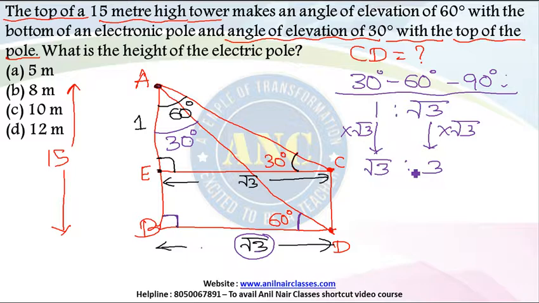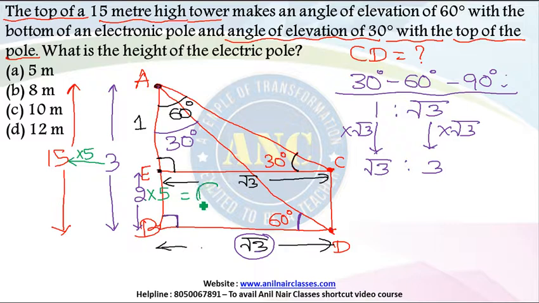In simple language, I have solved many questions with root 3 and 3 already. Opposite to 30 if it is root 3, opposite to 60 this entire value should be 3. AB entirely is 3. AE is 1. EB should be the remaining 2. Right? EB should be the remaining 2. But according to the question, the AB value is not 3. The AB value is 15. 3 into 5 is 15. According to the question, the EB value should not be 2. The 2 also should be multiplied by 5. The answer is 2 into 5, 10 meters.